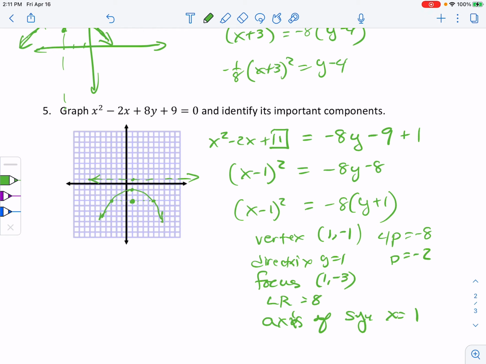Isn't that peachy? Nice way to graph. Alrighty, that's all I got for you. Go practice.